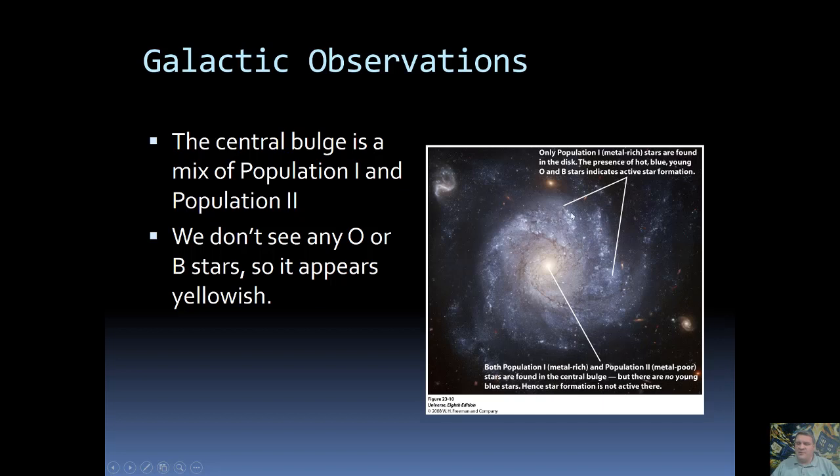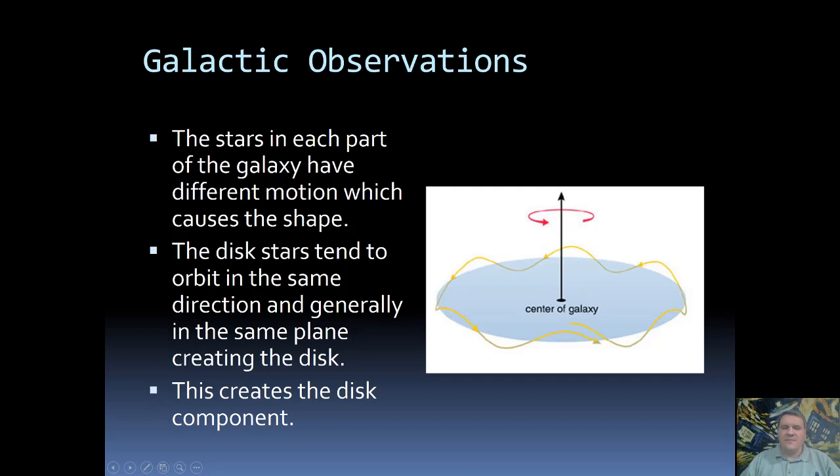Because we still have a lot of blue stars out in the disk, this suggests that there's ongoing star formation, some way to keep that population of stars active. But in the central bulge, there is no ongoing star formation, which means no new O and B type stars to replace the ones that have died out. So although we do have a mix of both population 1 and population 2, they tend to be older population 1.